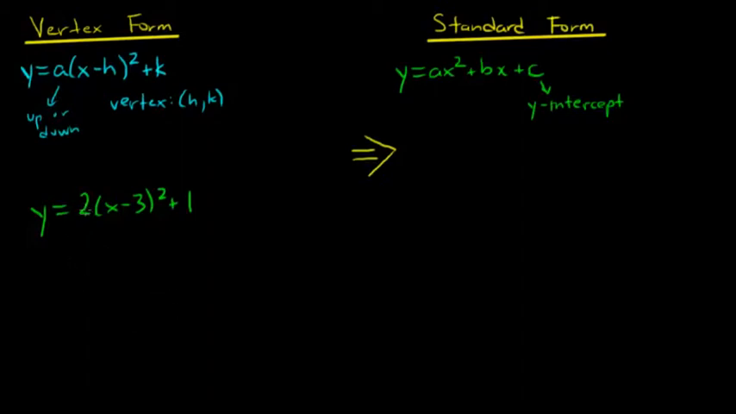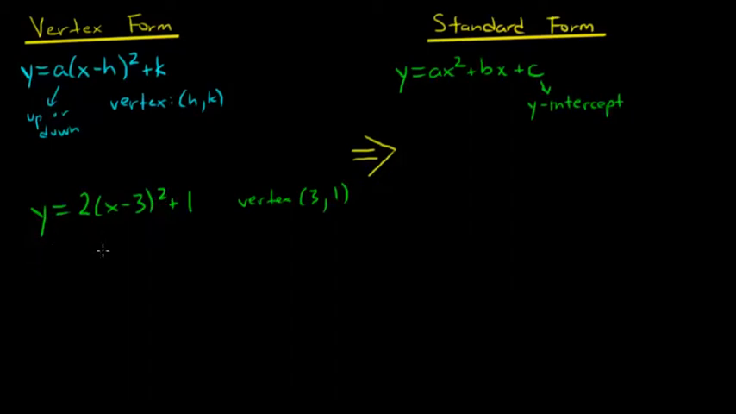We know that because a equals 2, it's stretched vertically, so it's kind of a narrow looking thing like this. We also know that its vertex is going to be 3, 1. But how do we get to standard form? It's actually quite simple if you know any algebra. You just have to expand the vertex form.